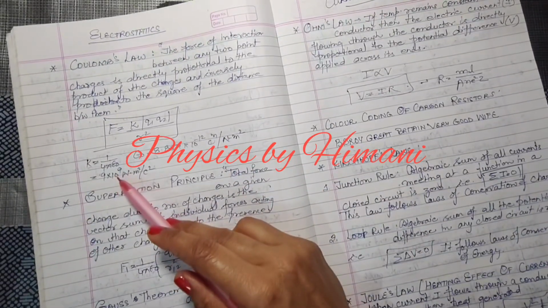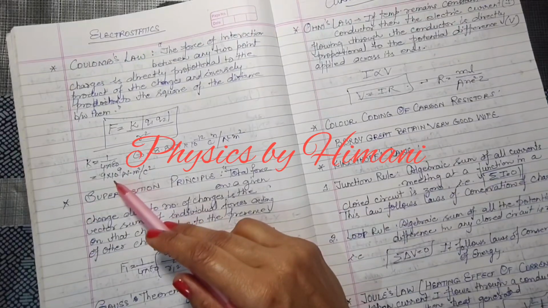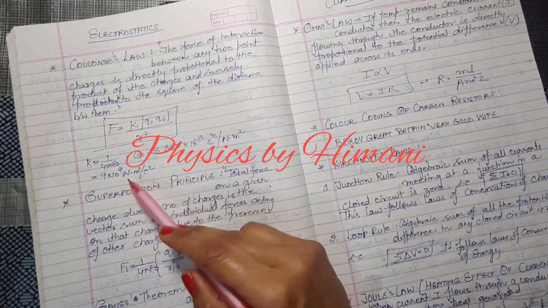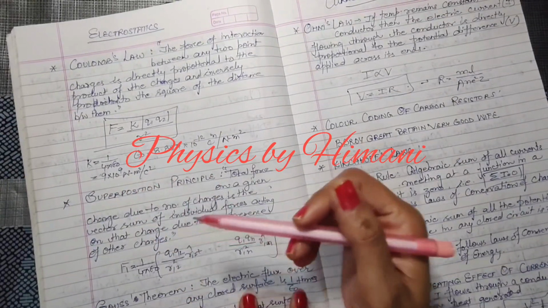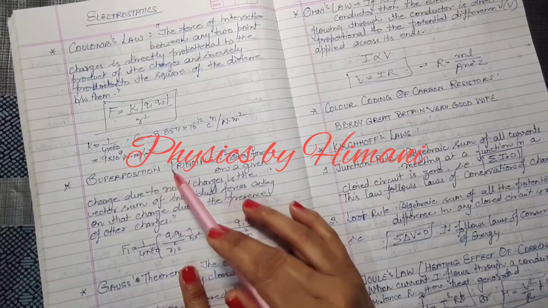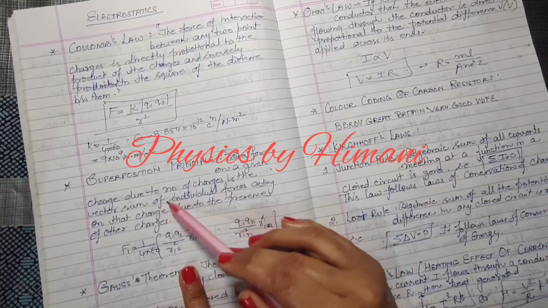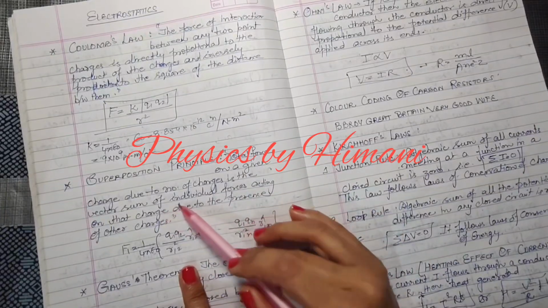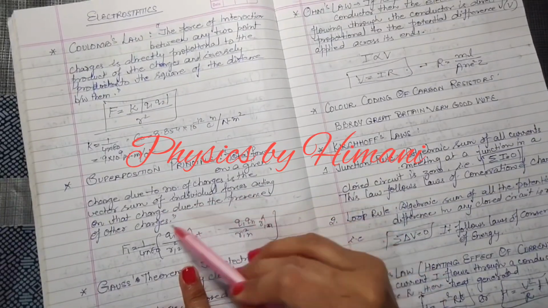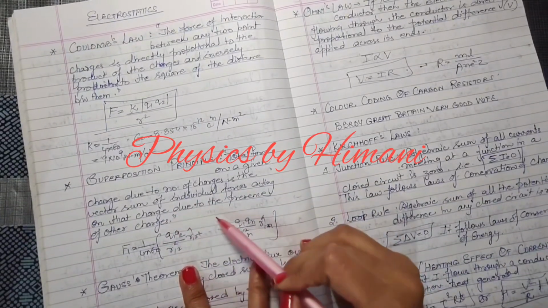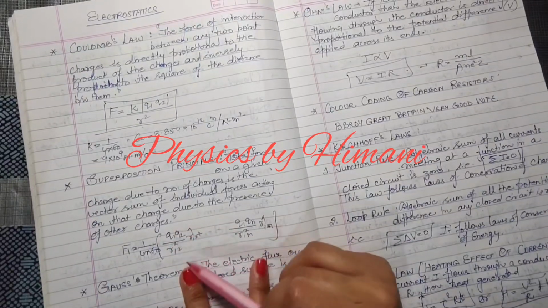And the value of K is 1 upon 4 pi epsilon naught, which is equal to 9 into 10 power 9 Newton meter square per Coulomb square. Next, superposition principle. क्या होती है? Total force on a given charge due to a number of charges is the vector sum of individual forces acting on that charge due to the presence of other charges.